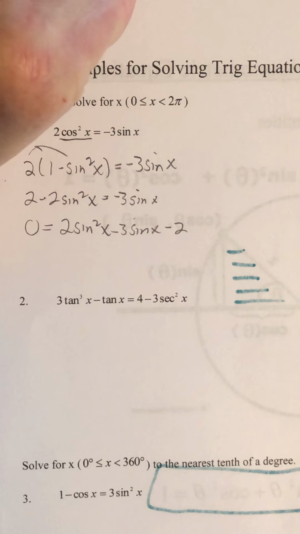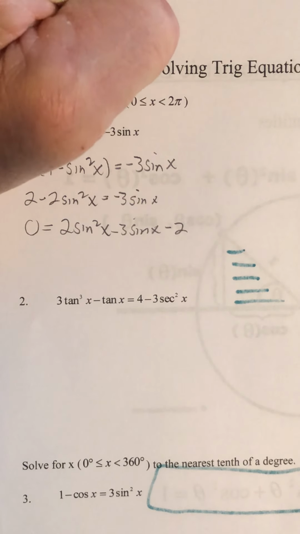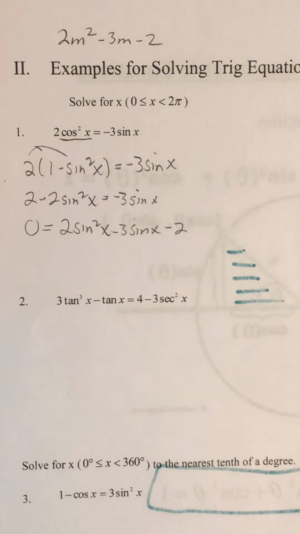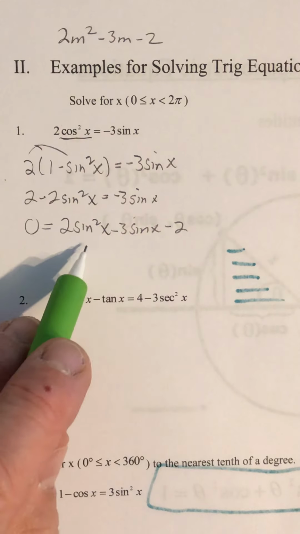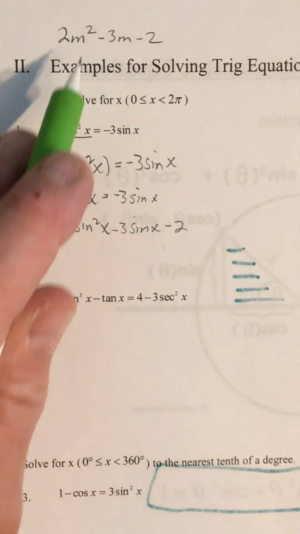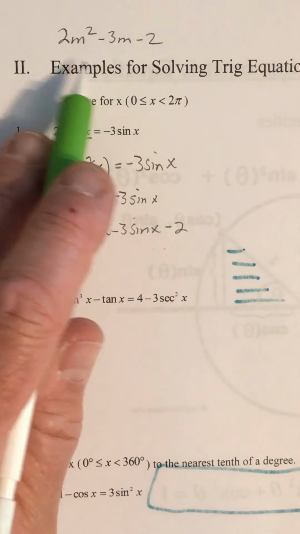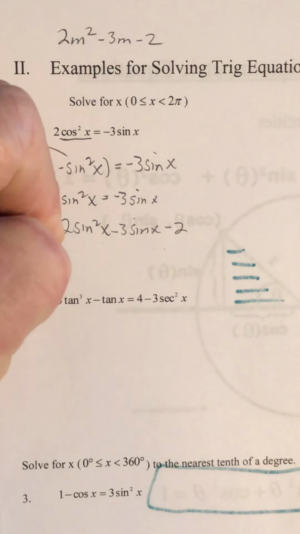And now it's just like having an algebra expression. It's like having 2m squared minus 3m minus 2. See how that looks like this quadratic? Except instead of m, we have the sine of x. Okay? How would we approach that? We try to factor it if we could and solve. We're going to do the same thing here. We're going to factor this.